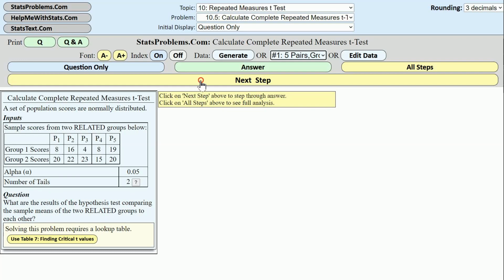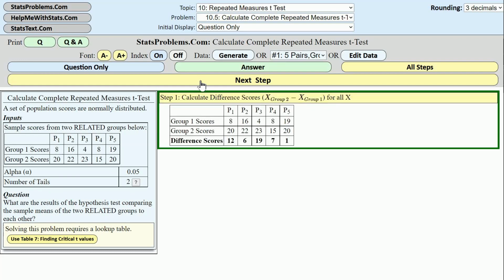Let's step through the solution by clicking on the Next Step button. In Step 1, we calculate the difference scores for all x. The difference score for P1 is 20 minus 8, which is 12. The difference score for P2 is 22 minus 16, which is 6. The difference score for P3 is 23 minus 4, which is 19. The difference score for P4 is 15 minus 8, which is 7. The difference score for P5 is 20 minus 19, which is 1.